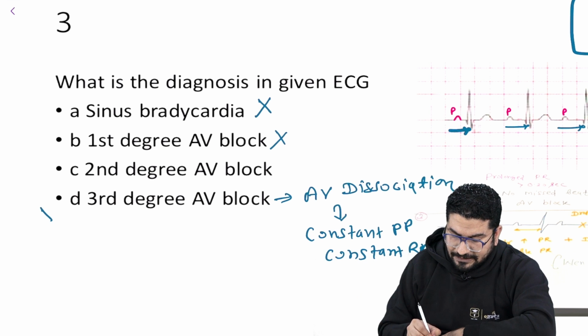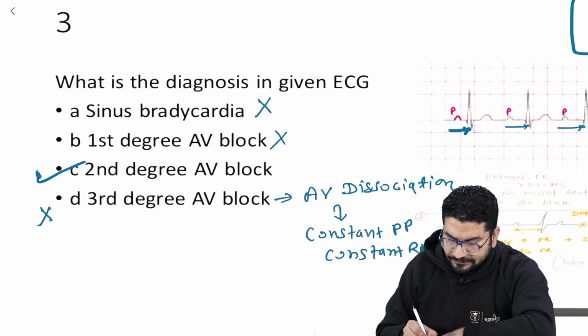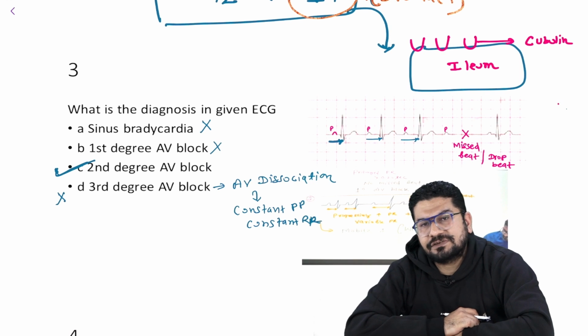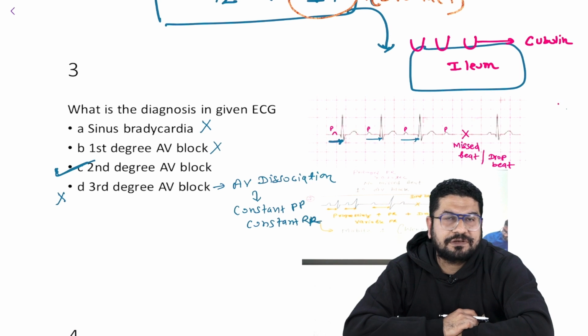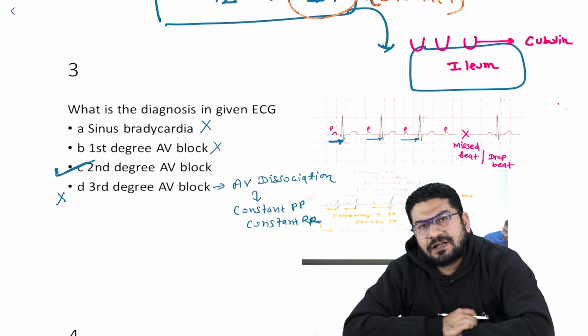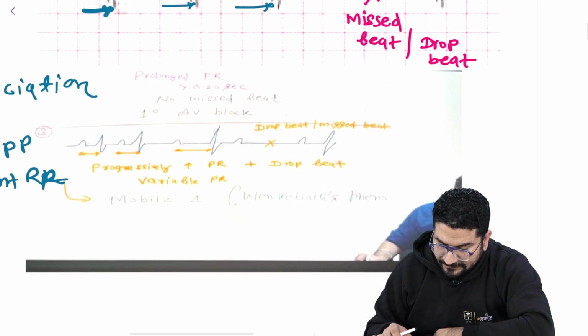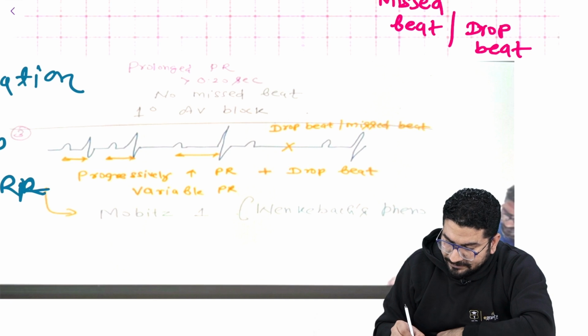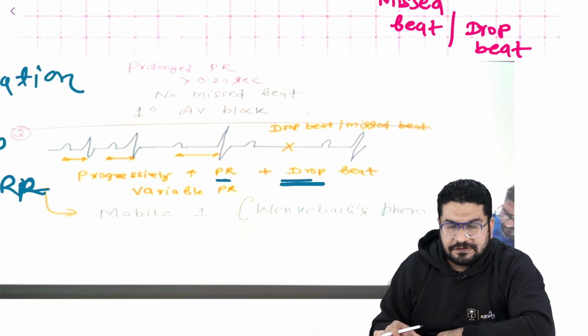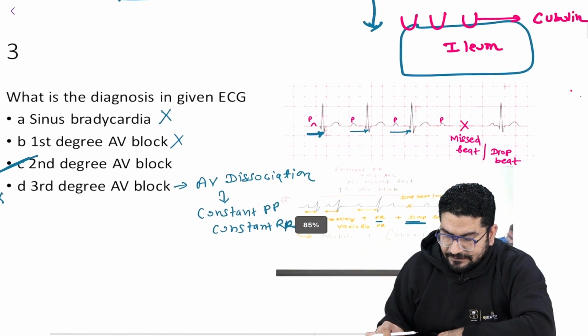So understand this. After ruling out all your choices, we can see a drop beat, so this is a second degree AV block. Some students are telling Mobitz 1 was given, some are saying Mobitz 2 was given in the option. Whatever it is, remember both are types of second degree AV block. You can see here there is a progressive increase in PR interval with the drop beat. So this is again an easy question, easy ECG.